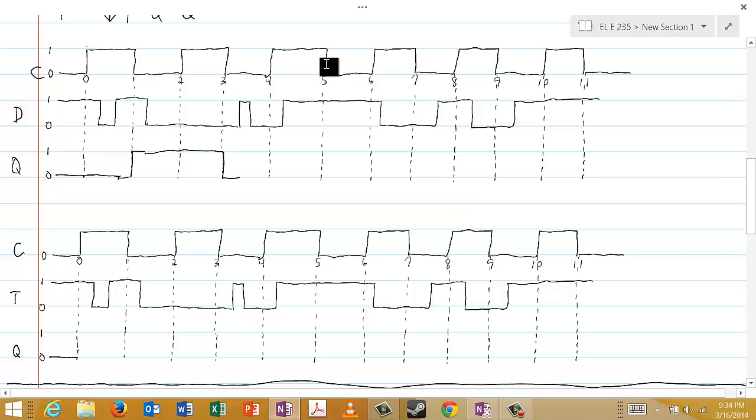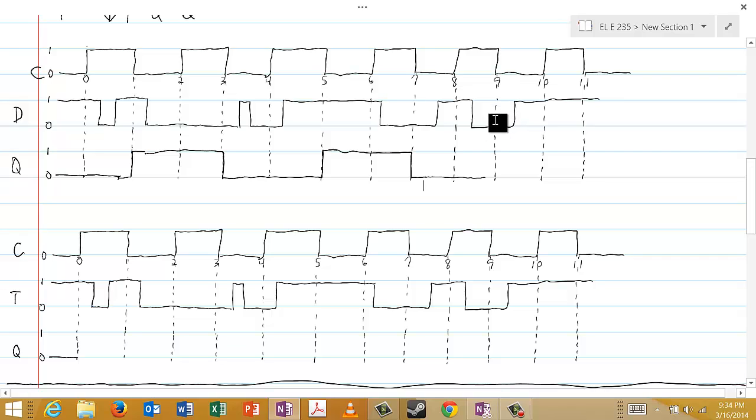At the next negative edge, which is 5, D is equal to 1. So we need to go back up to 1. And at the next negative edge, here at 7, D is equal to 0. So we'll go back down to 0 at that negative edge. Now extending this over to the next negative edge, which is at 9. At that negative edge, D is still 0.